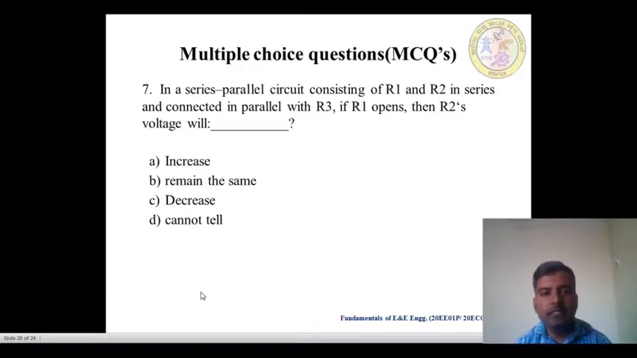So in a series parallel circuit, R1, R2 in series and connected in parallel with R3, if R1 is open, then R2's voltage will be dash. So options are: A, increase; B, remains same; C, decrease; D, cannot tell. So for this, the right answer is option C, decreases.